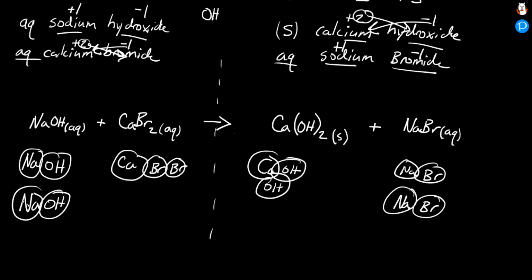And so these are the coefficients then that I'd write. I have 2 sodium hydroxides. I have 1 calcium bromide, so we just leave that blank, nothing there. 1 of these, so I put no coefficient there. And then 2 sodium bromides, so I put a 2 there. And then this would be then the balanced chemical equation for that reaction.